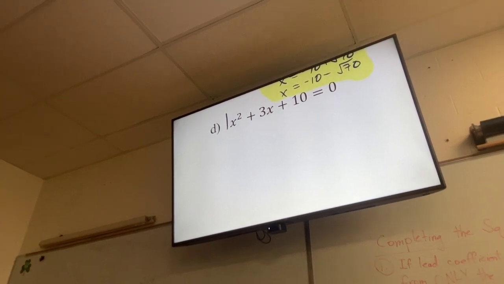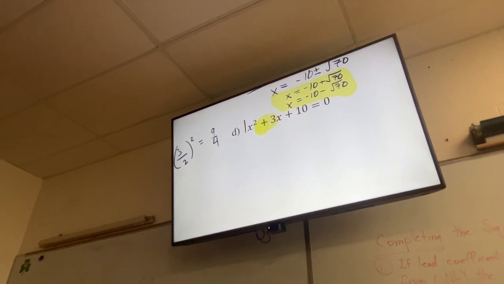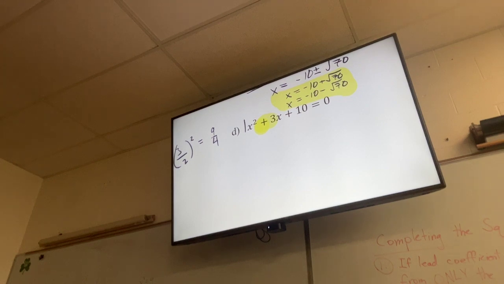What do I do now? Highlight the number that's right next to x. Okay, that's 3. What do I do with that 3? You divide it by 2, and then you square that. The result: 3 halves squared is 9/4, okay? What do I do with that 9/4? I'm just going to add it to both sides. So add a 9/4 on the left, don't combine like terms, add a 9/4 on the right.